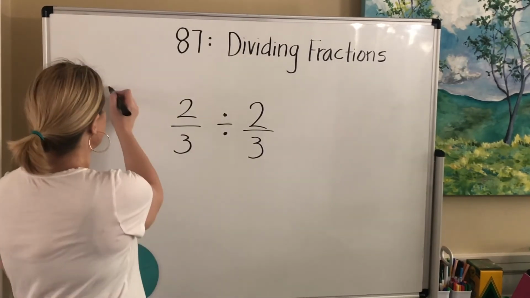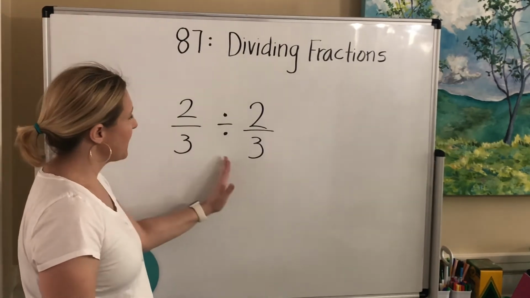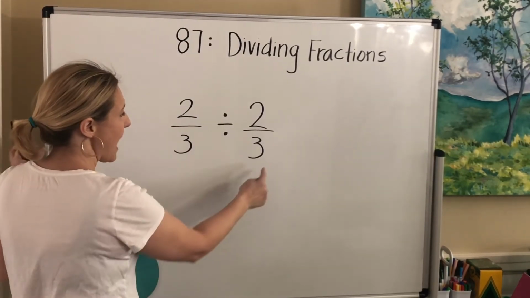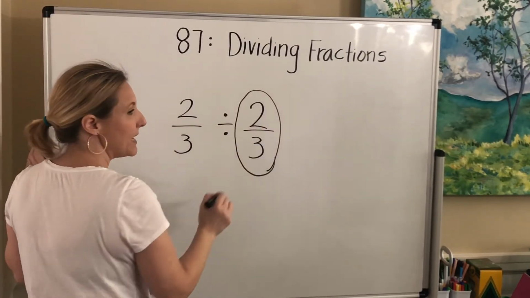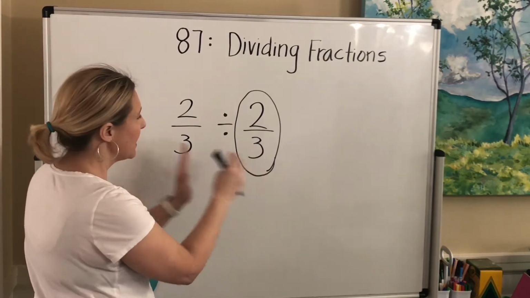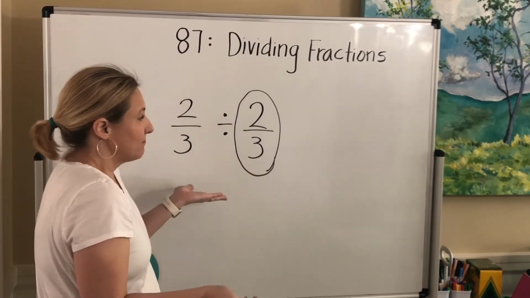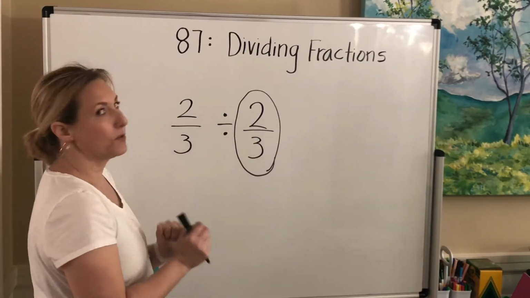Look at C. It says on the paper, 2/3 divided by 2/3. So what that means is, how many 2/3, that's the second term over here, how many 2/3 can fit into 2/3? Well, that's obviously going to be only one. Only one 2/3 can fit in 2/3, right?